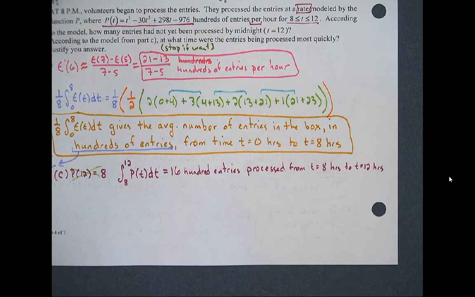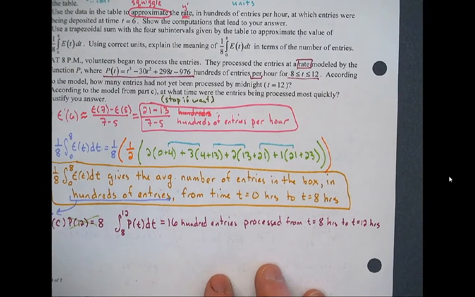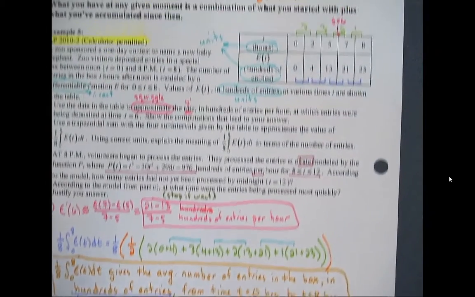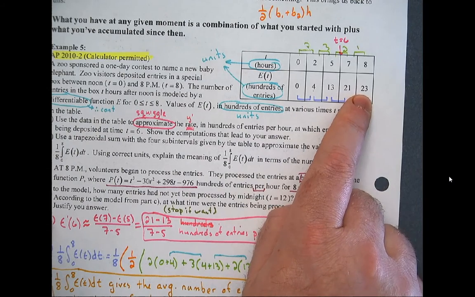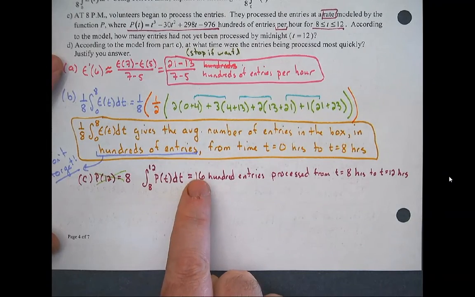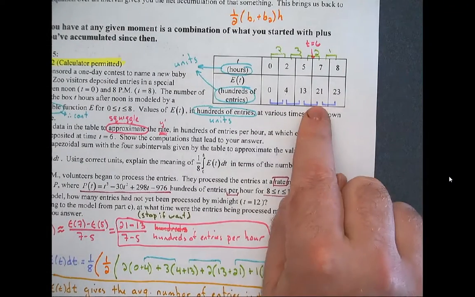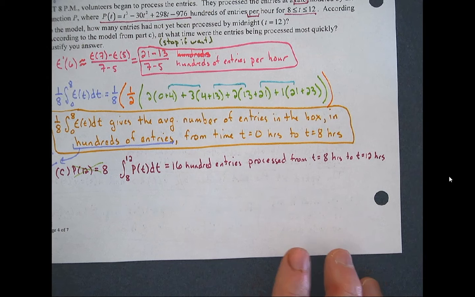The question is, according to the model, how many entries had not yet been processed by midnight? So how many entries were there? 23. Now some people just write 23 here, or some people write 23 with 2 zeros afterward. Which one should we be using? If we're going to use 16 in our calculation, should we do 23 or 2,300? Hopefully you said 23 because that's already in hundreds of entries. So do we have to do a write-up at the end here? According to how many entries? Nope, we can just say it. So let's put it all together here.